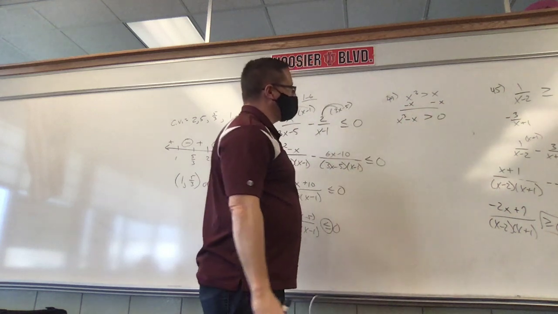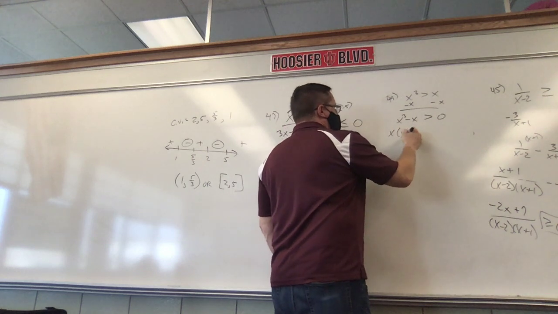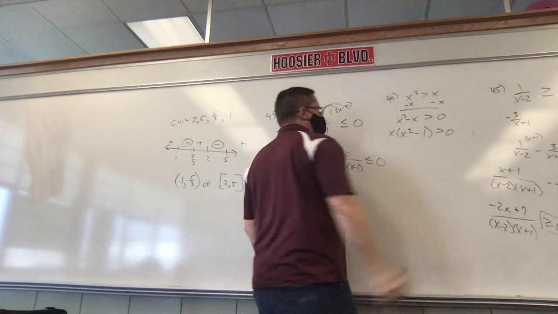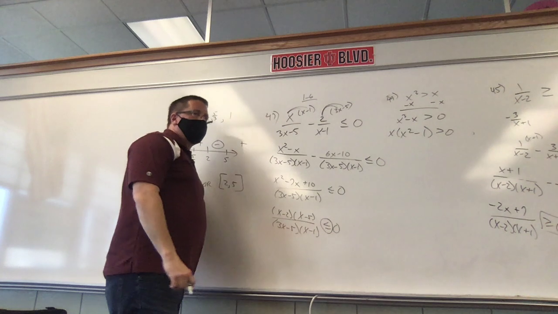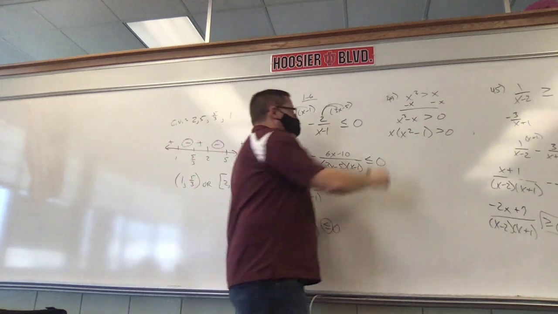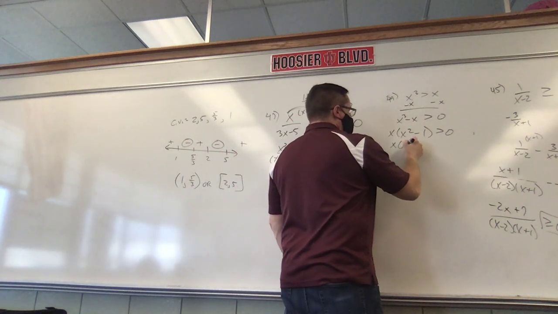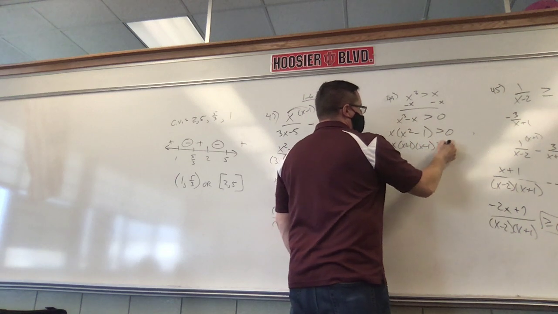We can factor that. We can take an x out: x times x squared minus 1. And x squared minus 1 factors. That's the difference of squares. That's x and that's 1. So x plus 1, x minus 1.